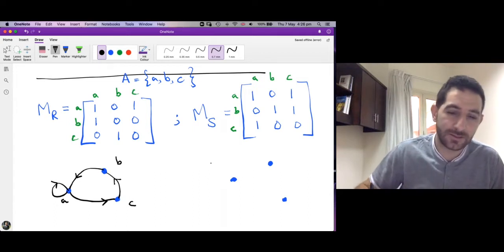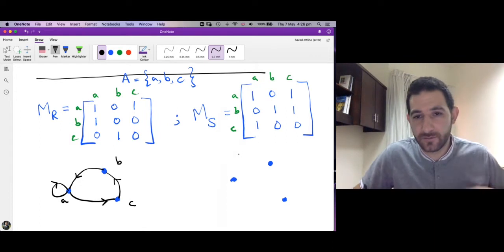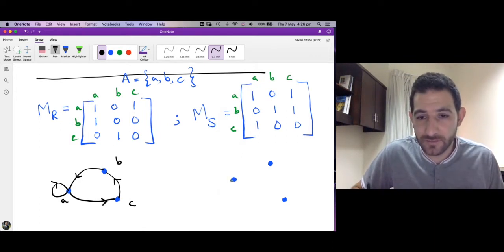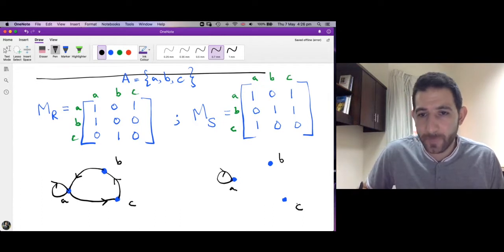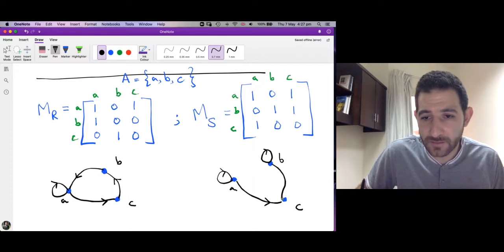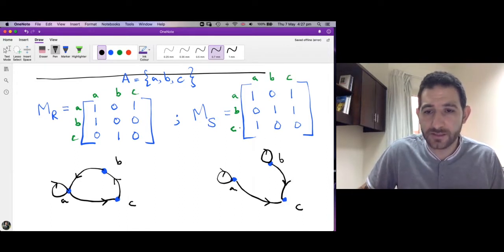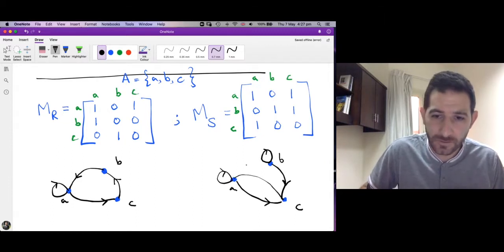And here we have that A is related to itself, A is related to C, B is related to B and to C. So it's related to itself and also to C, and what else? C is related to A.